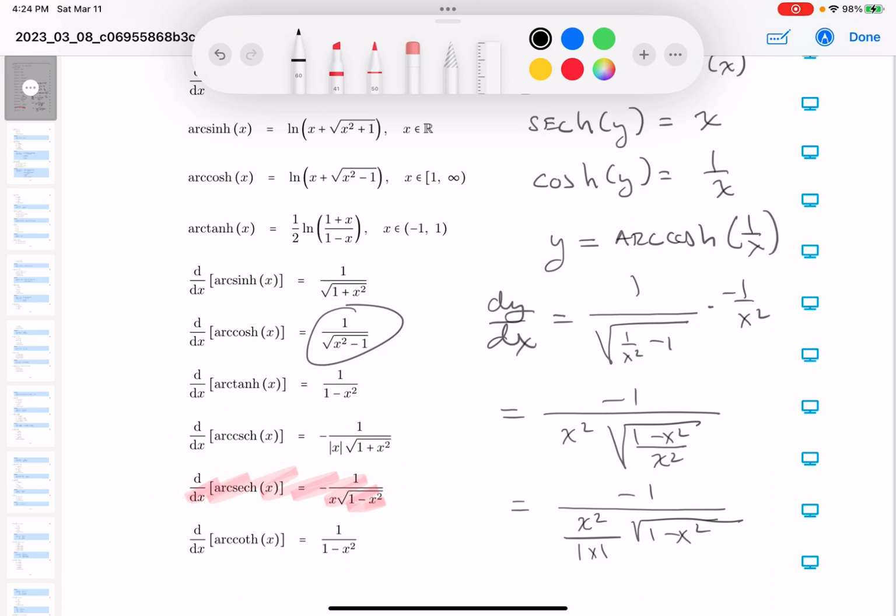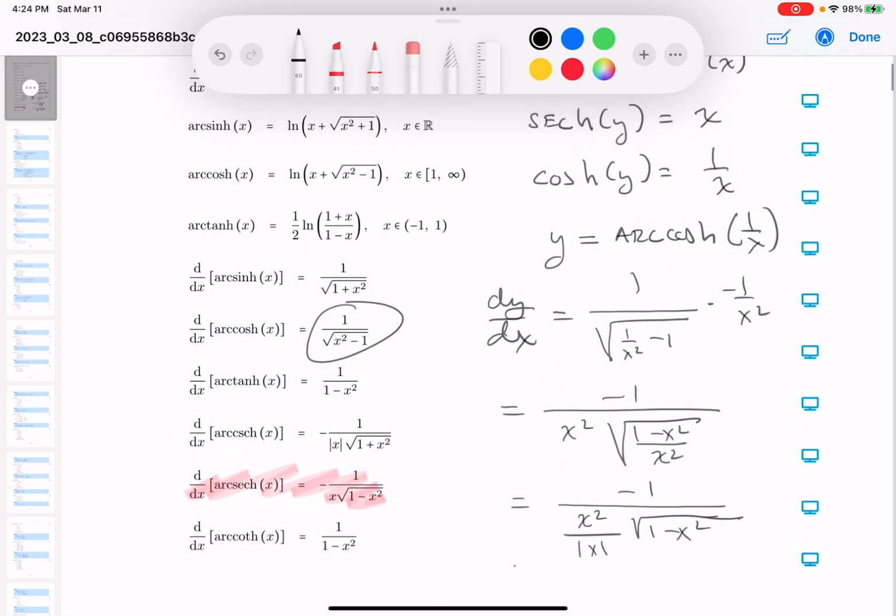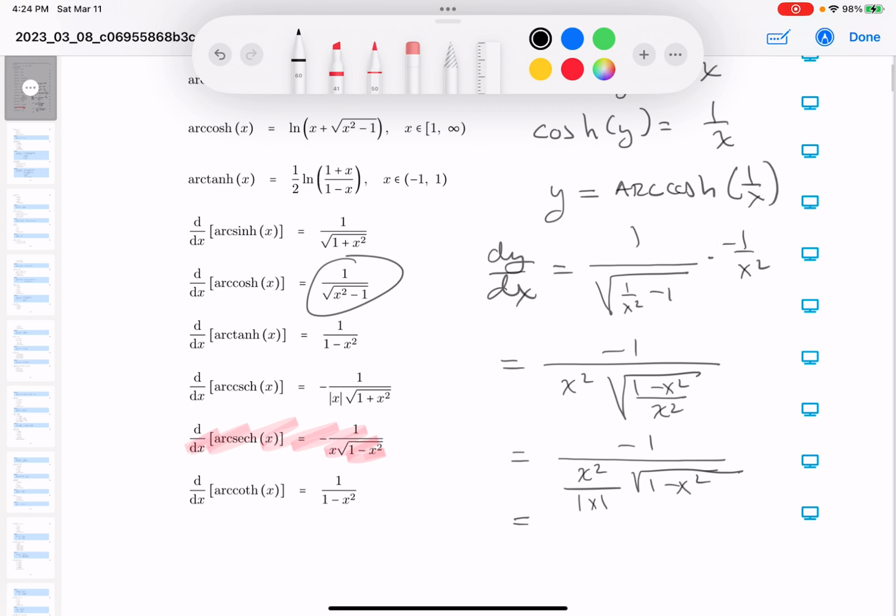All right, and what's this going to give you? Let's take a look. We just did this before, right? Get my eraser out. And you're going to get what? Oh, I did it again. Minus 1. And then what do you get over there? You get the absolute value of x, and then you get the root of 1 minus x squared.